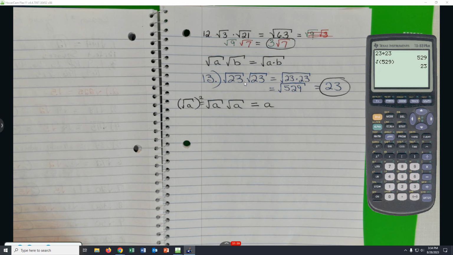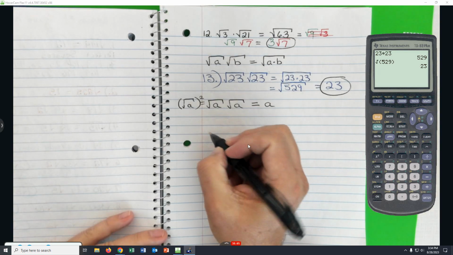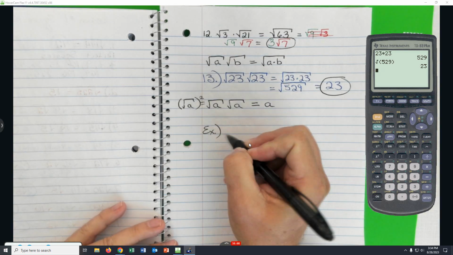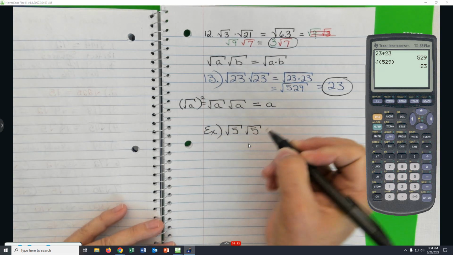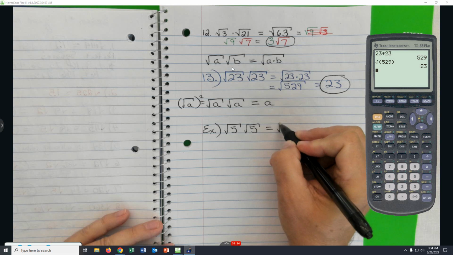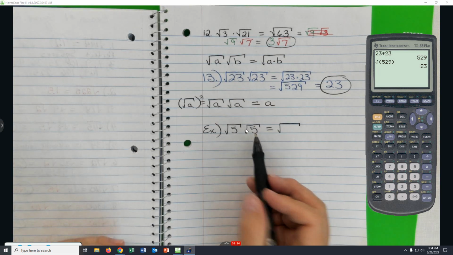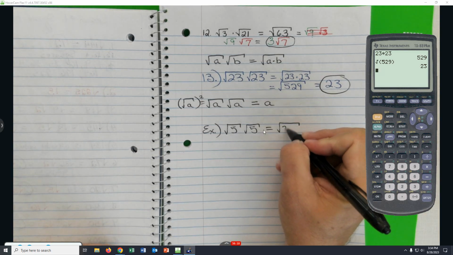And if you're thinking, oh, I don't understand why, use a smaller number. Pretend number 13 is the square root of 5 times the square root of 5. Well, you know that's going to be the square root of 5 times 5, which is 25.